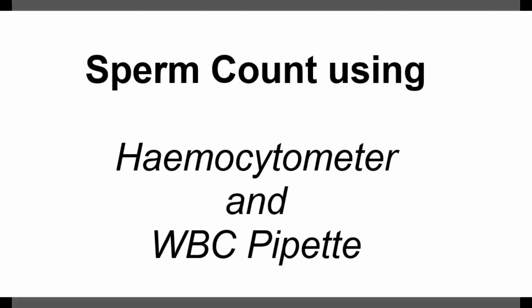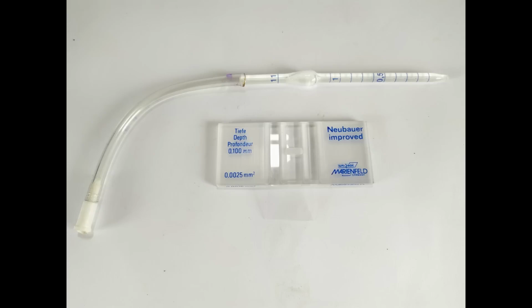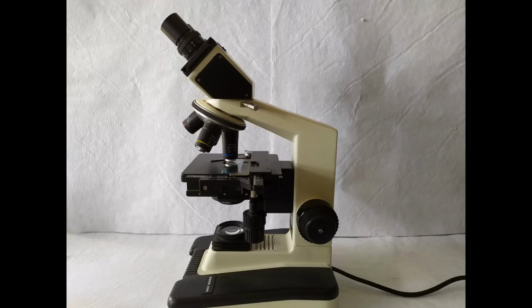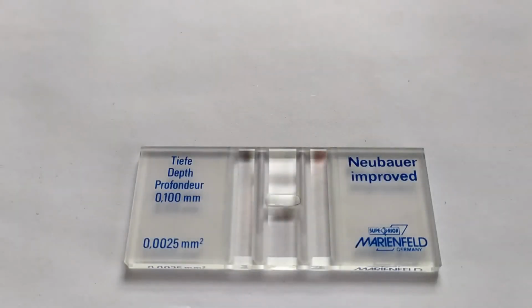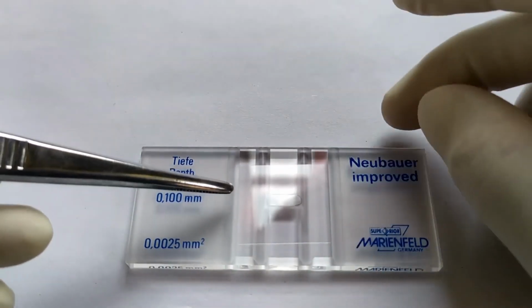For this experiment, you will need the following: freshly collected human semen sample, thumb forceps and pins, hemocytometer counting chamber with WBC pipette, semen diluting fluid, compound light microscope. First, prepare the counting chamber by placing the cover slip in position. Keep this aside.